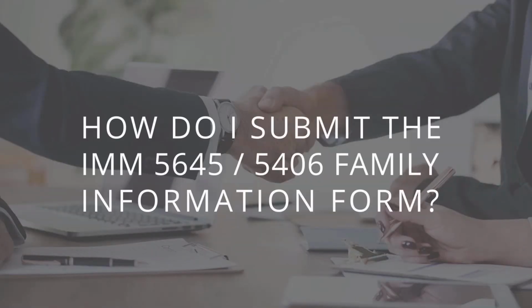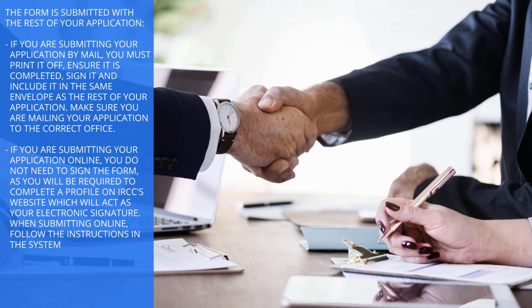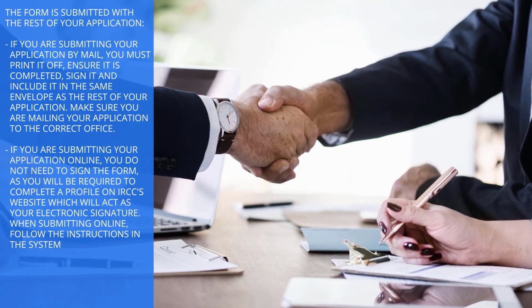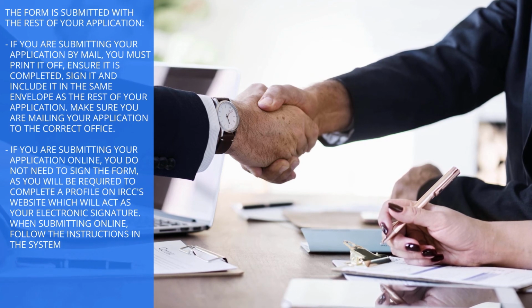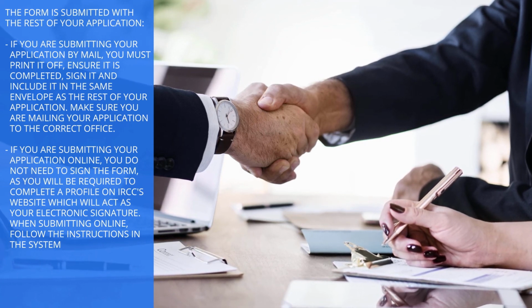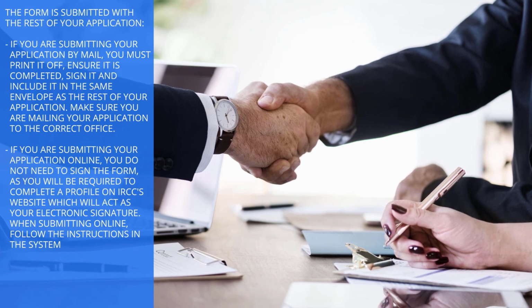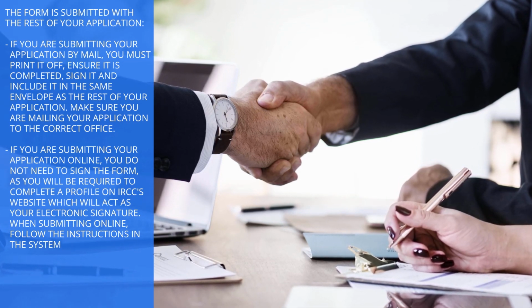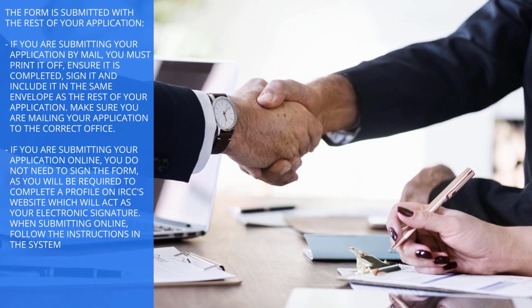How do I submit the IMM 5645 5406 Family Information Form? The form is submitted with the rest of your application. If you are submitting your application by mail, you must print it off, ensure it's completed, sign it, and include it in the same envelope as the rest of your application. Make sure you are mailing your application to the correct office.